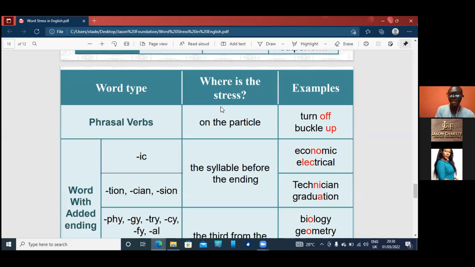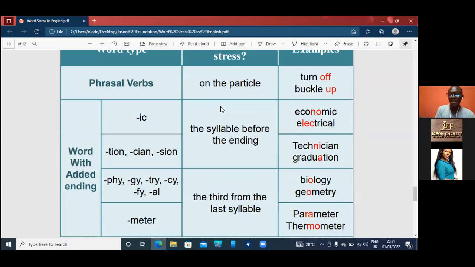Now let's move to when it comes to stress. And these rules are very important. If you know them, you won't have problems in the English language. Okay? Words with added endings. When you have the suffix IC added to a word, the stress will be, are you paying attention? Yes, sir. The stress will be before the ending, which means on what we call the penultimate syllable. The syllable before what? The last.